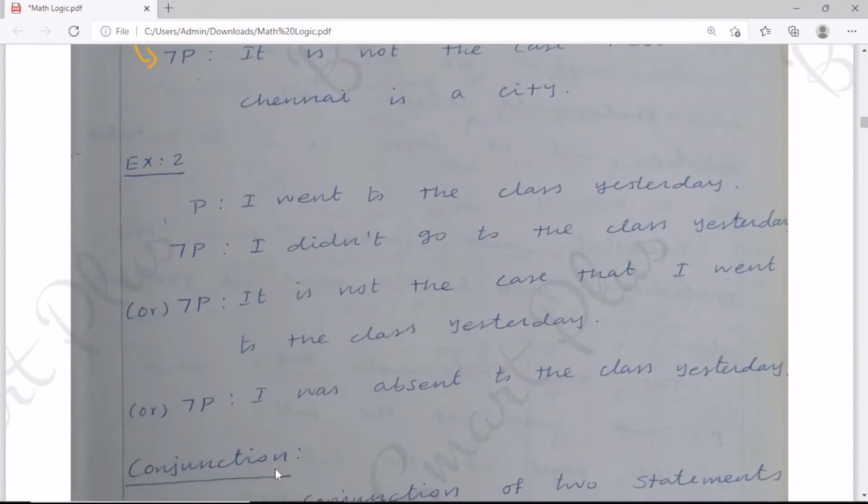As another example, let me take the statement P as I went to the class yesterday. Here I am going to give the negation of P in any of three ways. The first is I didn't go to the class yesterday. That is the negation of P, isn't it? Or it is not the case that I went to the class yesterday. That is also the negation of P, that is, not P. Or the other way, I was absent from the class yesterday. So these are three ways we can give the negation of the statement P.